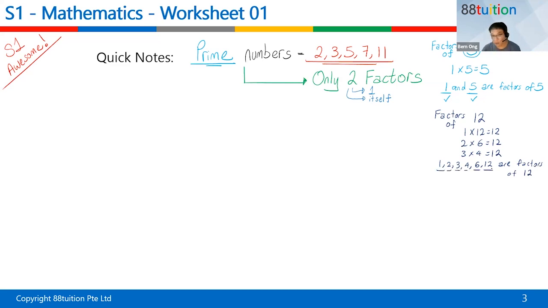All right. So 12 itself, how many factors does it have? 1, 2, 3, 4, 5, 6. It has 6 factors. So it's definitely not a prime number.